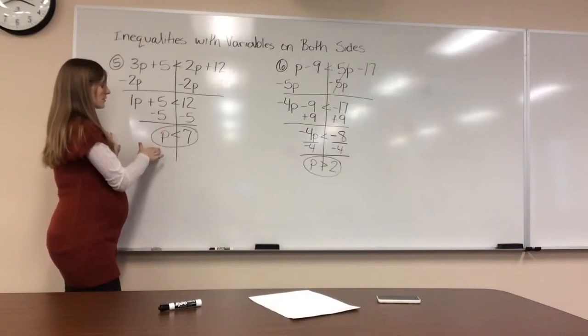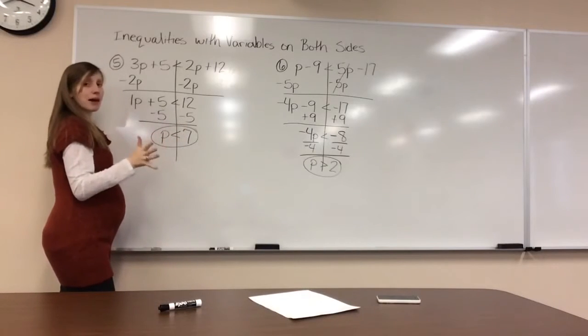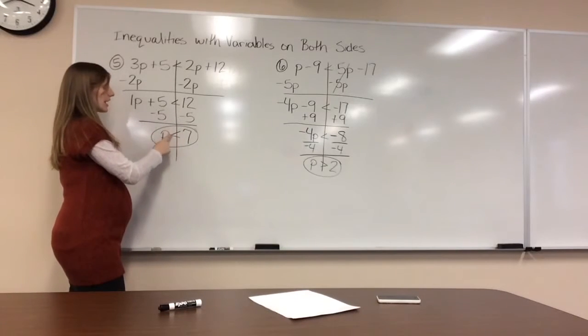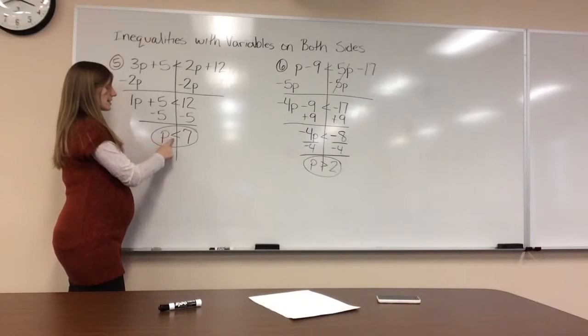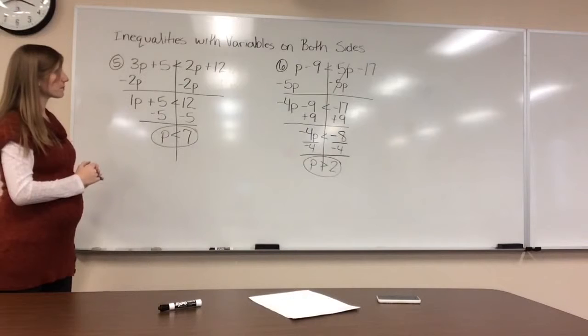I just dropped it off. And then I did 12 minus 5 is 7. Again, I did not divide by a negative, so I left my inequality as less than. So p is less than 7 should have been your answer for problem number 5.